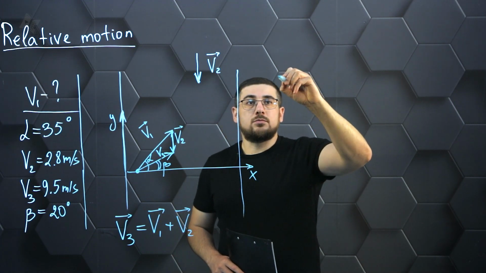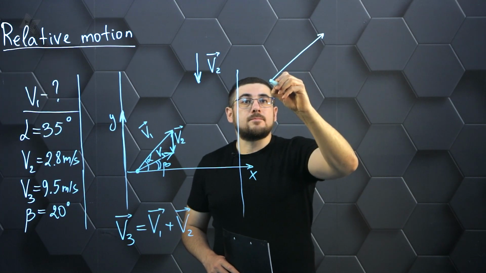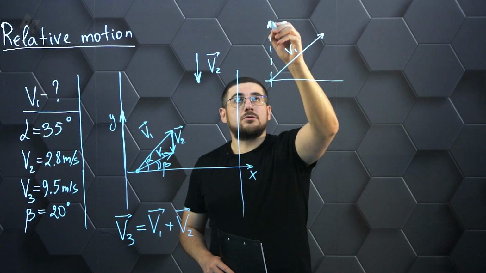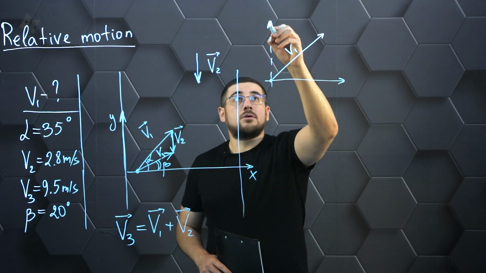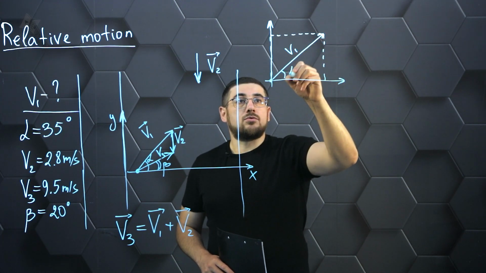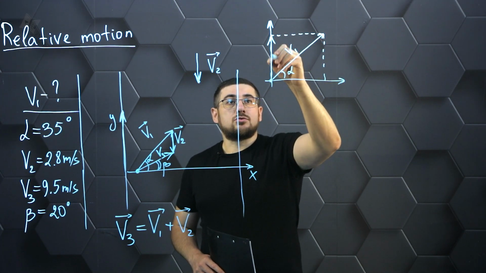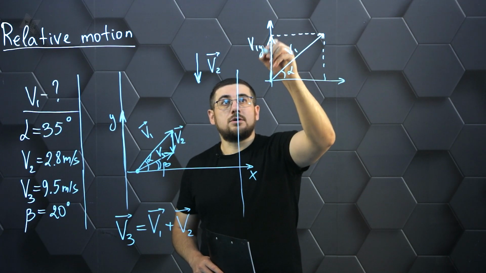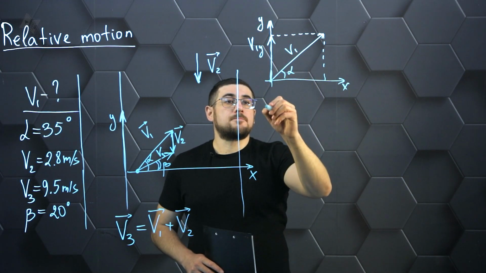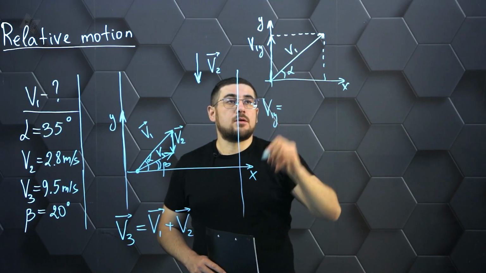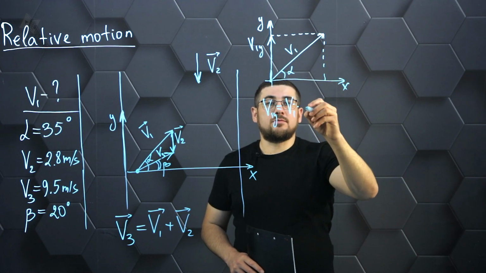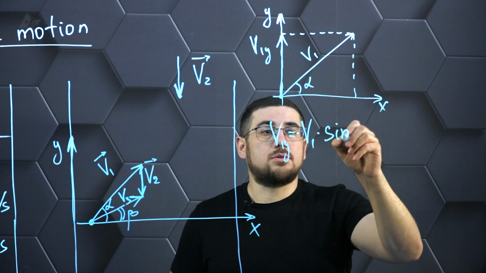Let's draw it separately. So this is vector v1. And these are our coordinate axes, perpendicular to the end of this vector, exactly at right angles. This is the angle alpha. So v1y, the component along this axis, will be the opposing cathetus for the given triangle, and it will accordingly be equal to v1 times the sine of the given angle alpha.